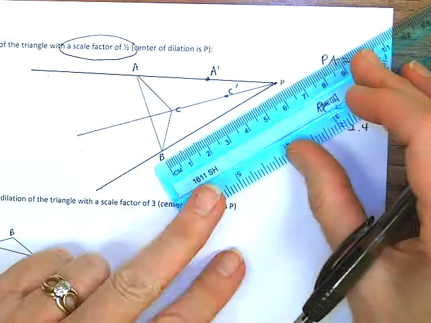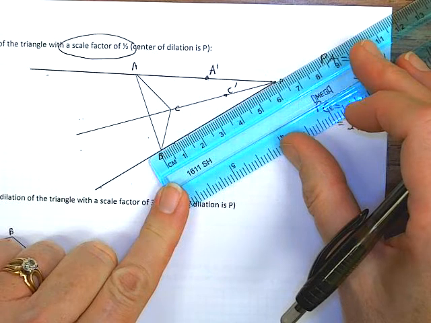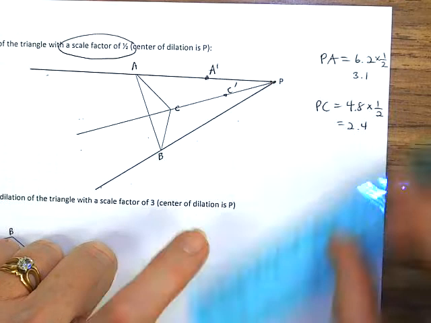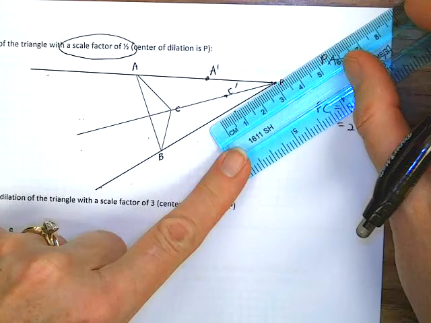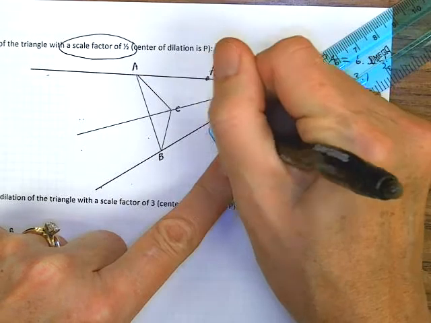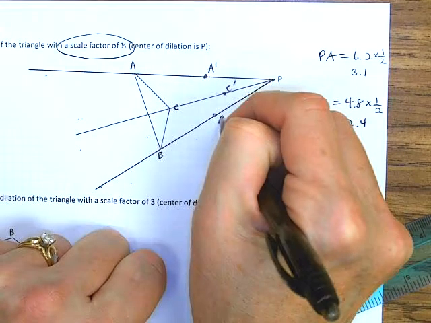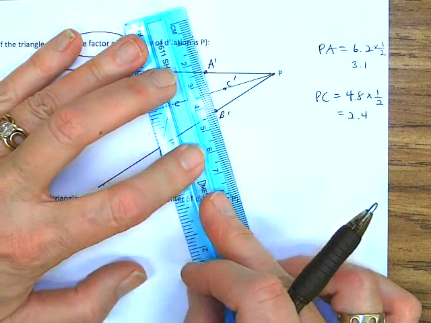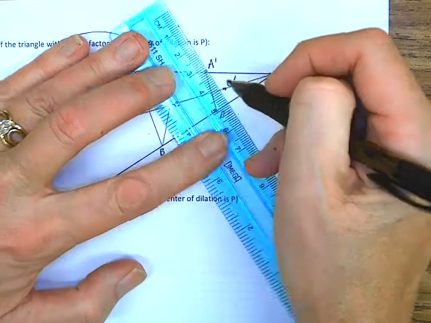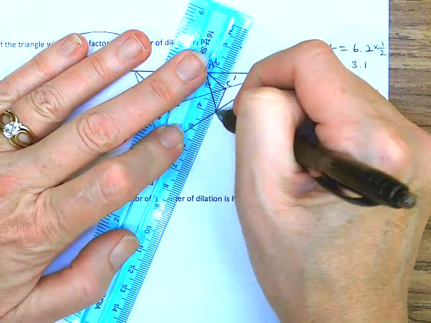Now I'm going to measure P to B. That one looks like about 6.2 again, so it's similar, so I'm going to go out 3.1. That would be my B prime. And now I should, if I connect, have my image with a scale factor of 1/2.